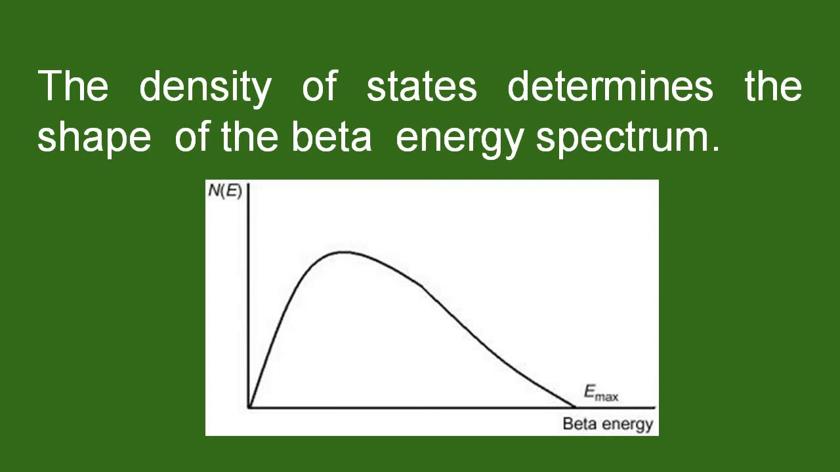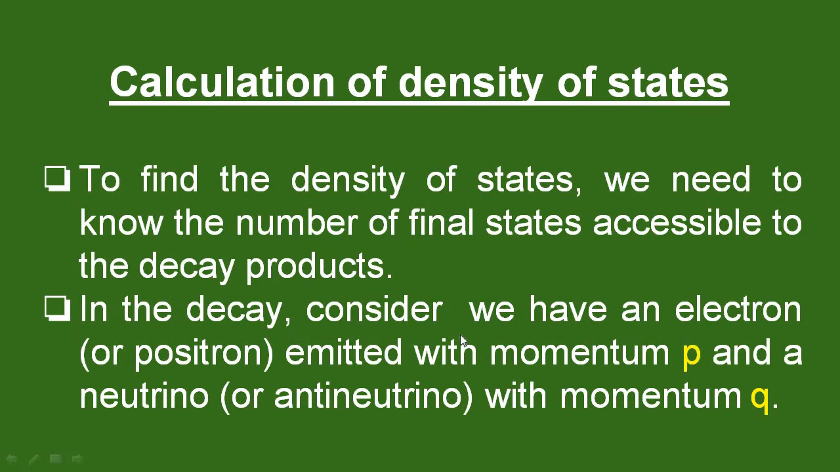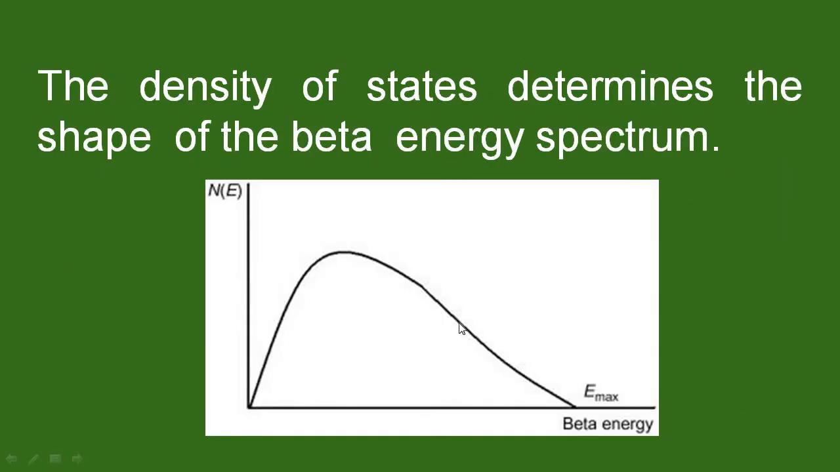The density of states determines the shape of the beta energy spectrum. Density of states means the number of electrons in a particular energy state. So here, for example, you can see some electrons with a particular energy. So this is the number at that energy. So this shape is determined by the value of that density of states.